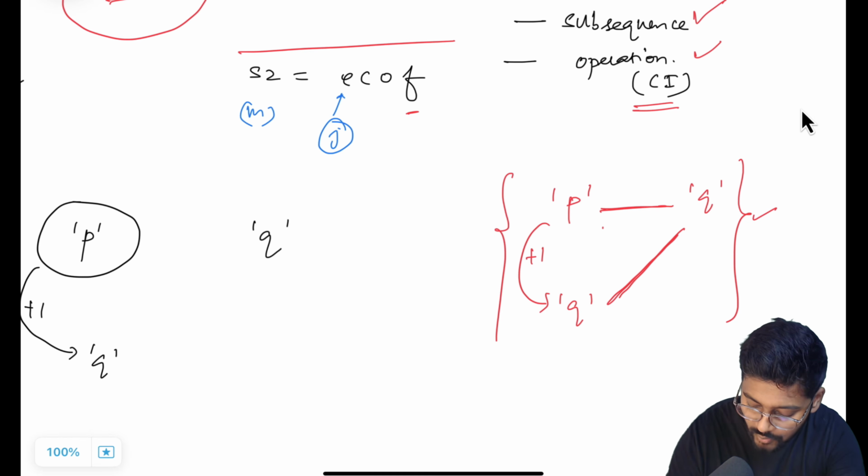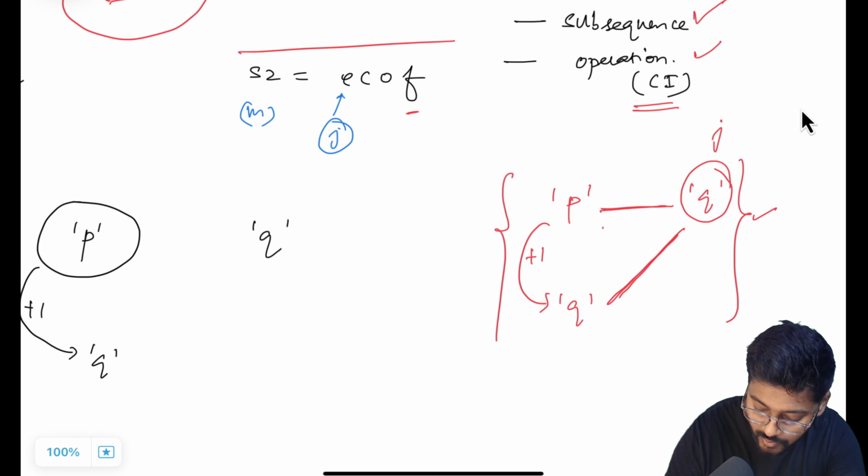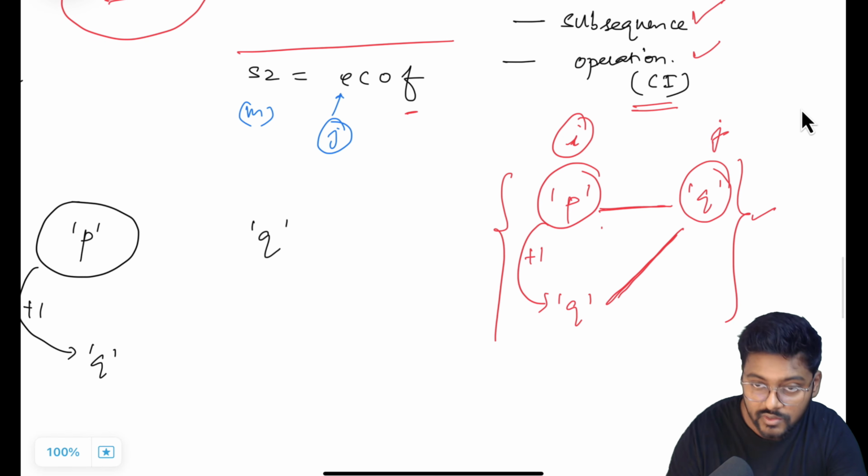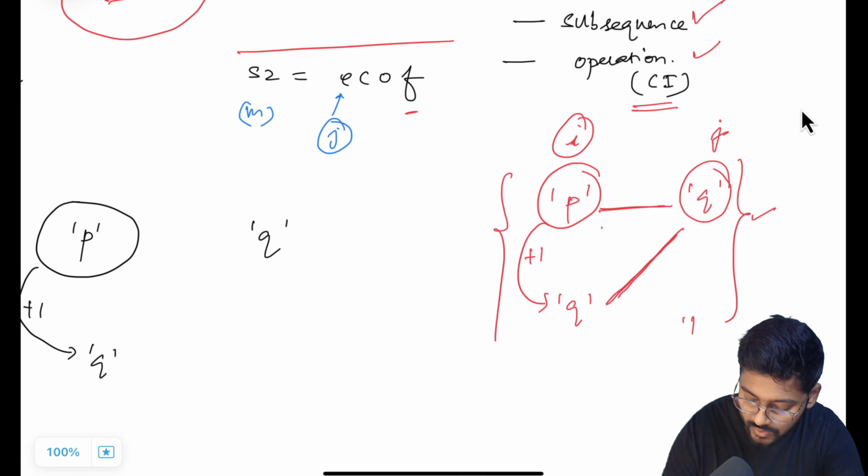So we have to compare the character at the jth pointer to the character at the ith pointer in this manner. Character at I is equal to that, or character at I plus 1 is equal to that. If that is the case, then return true, otherwise return false.